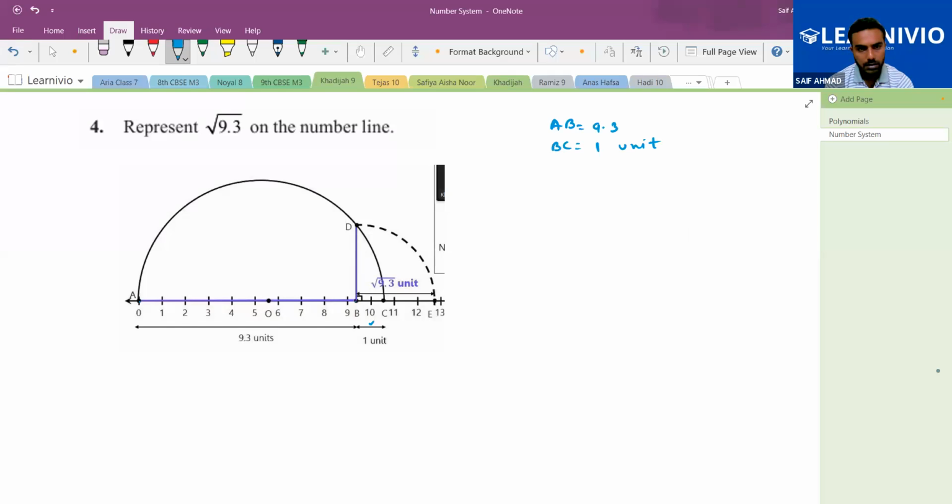Now you have to take the half of the AC and make a point here. You have to make half of the AC, A to C.